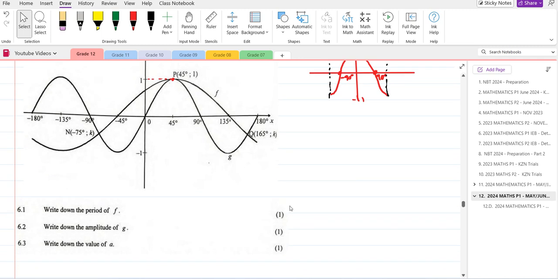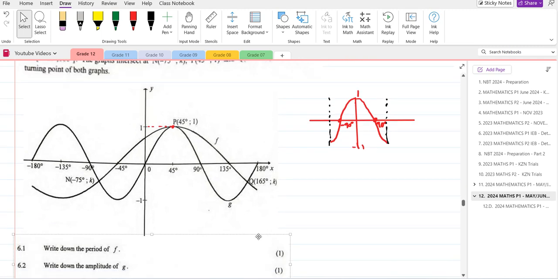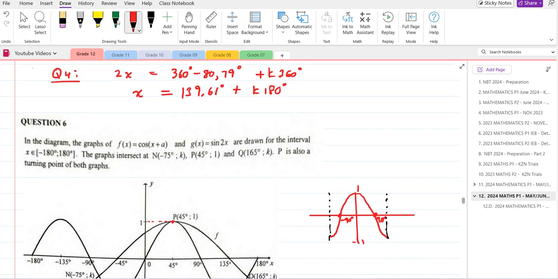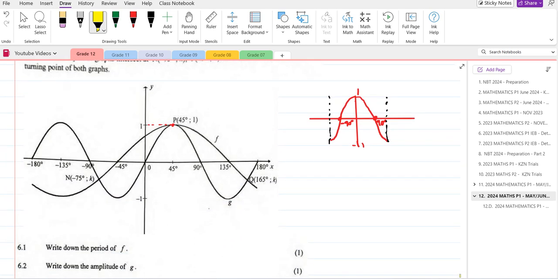Lovely. Write down the period of f. The period of the f graph. What's the f graph? F is a normal cos graph, right? And the coefficient is 1 there, 2 there. So the period of the f graph, you can see the entire cos graph. This is half a wave, that's a quarter, and that's another. Yeah, you need to look at the minimum and the maximum. So the period is 360, because it's just a normal cos graph. So 360 degrees is the period.